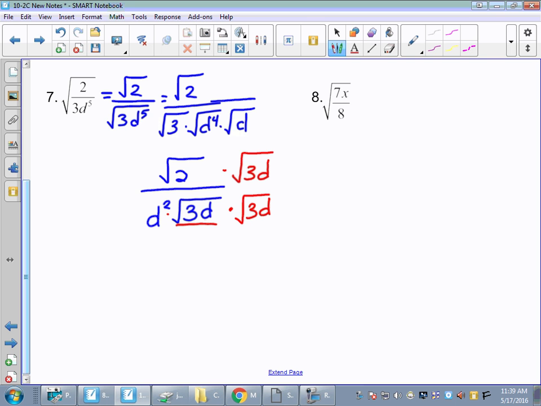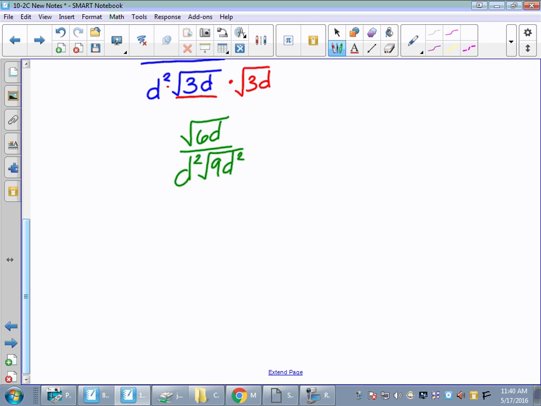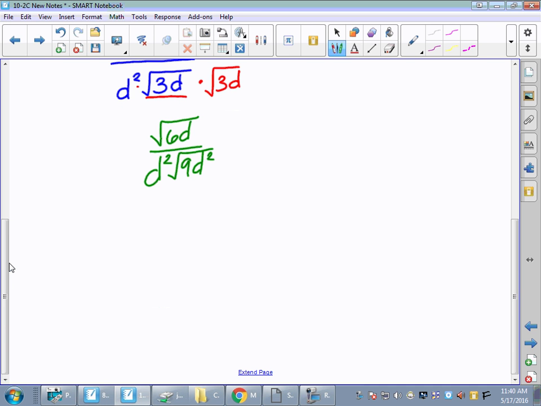So when I do that, it's going to work down below. The square root of 2 times the square root of 3d makes the square root of 6d. And then I have a d squared on the outside. Don't forget about it. And then the square root of 9d squared. 9d squared, when you simplify it, turns into 3d. So the square root of 9 becomes a 3, and the square root of d squared becomes d.